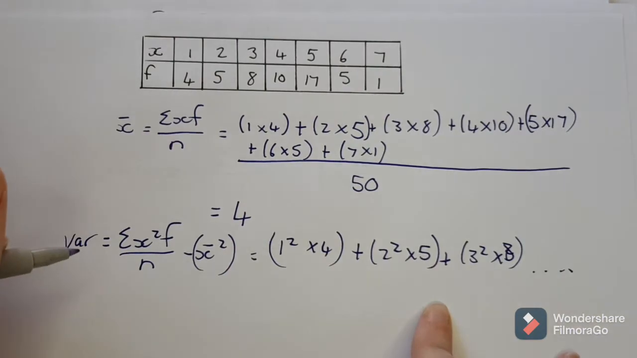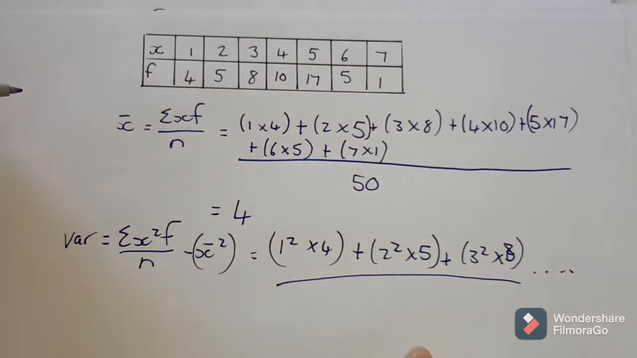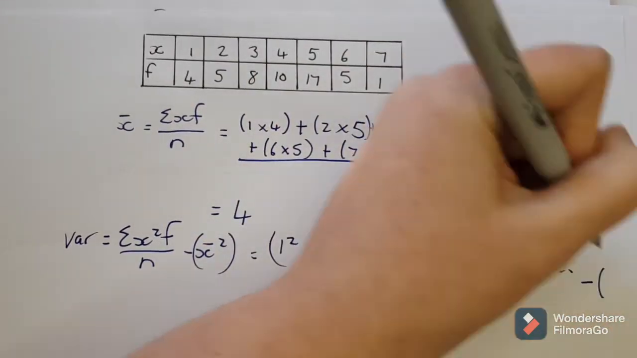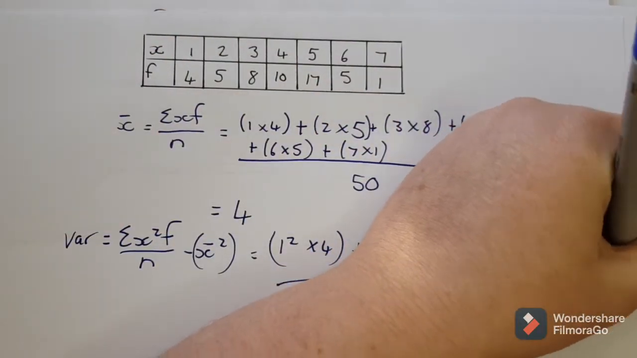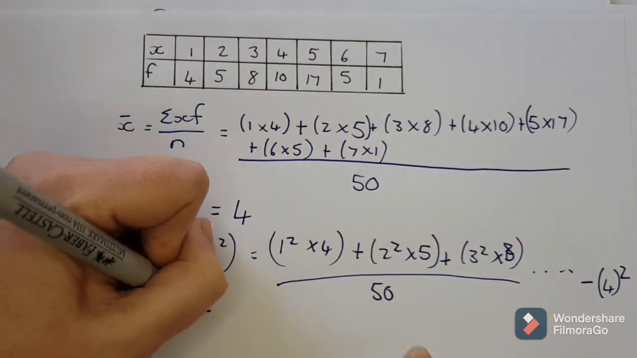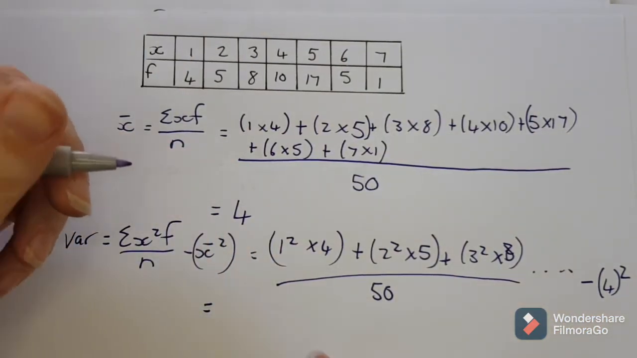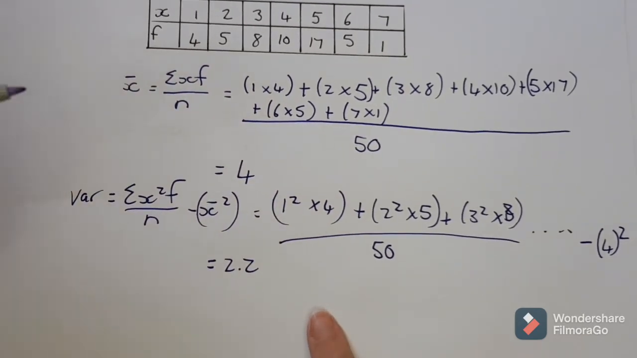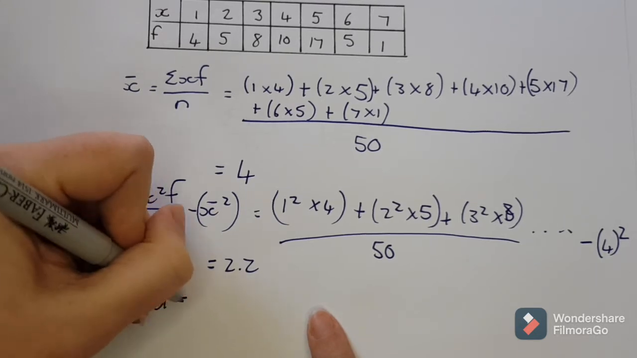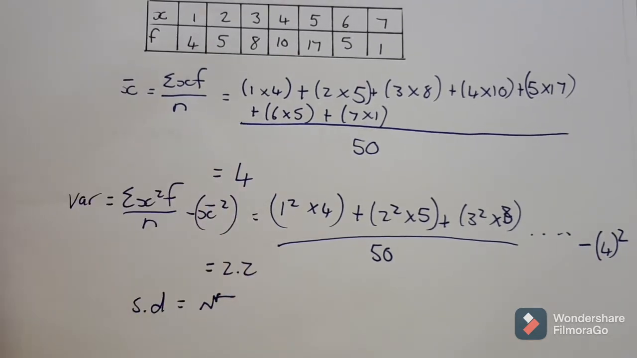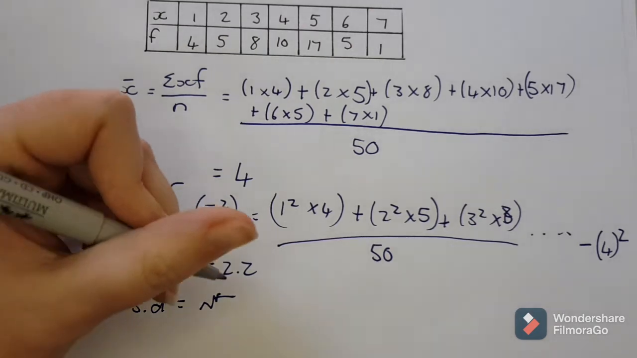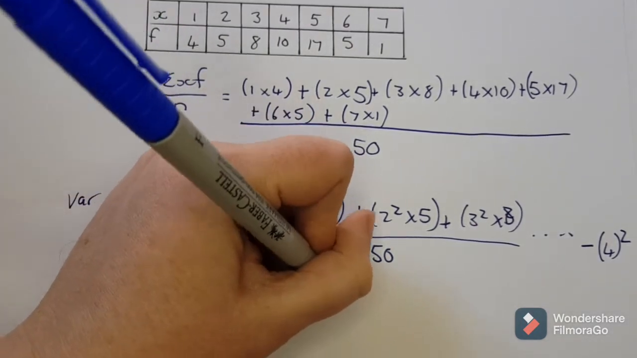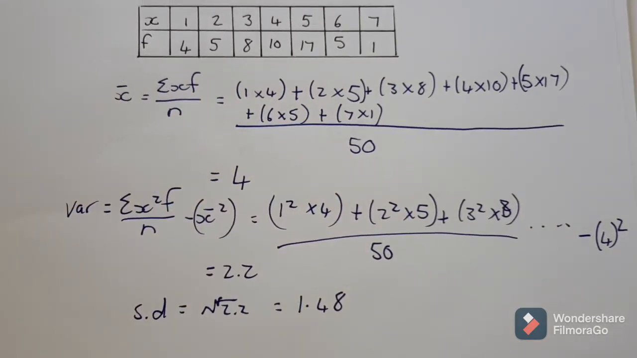And you're going to carry on with all of those, divided by n, which is still 50, minus the mean, which we just calculated, was 4 squared, to get a final answer of 2.2, if you type it in your calculator. And then the standard deviation is going to be the square root of that, which we're going to say is 2.2, to give us 1.48 as our final answer.